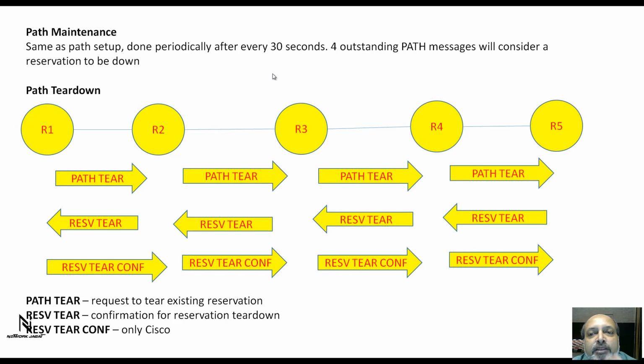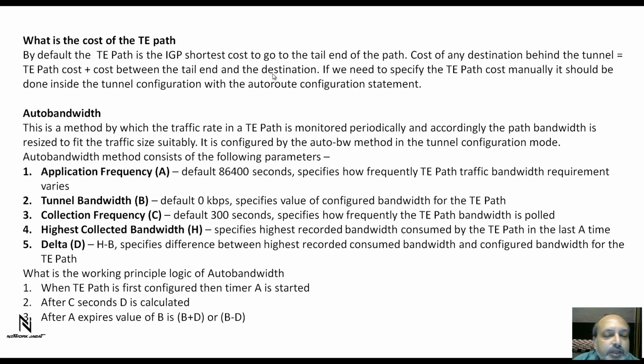So here, if the path messages are becoming outstanding, that means the path is gone. But this polling is not for checking whether the path is available or not. It is for checking the bandwidth requirement for the path, right? Bandwidth requirement for the path.